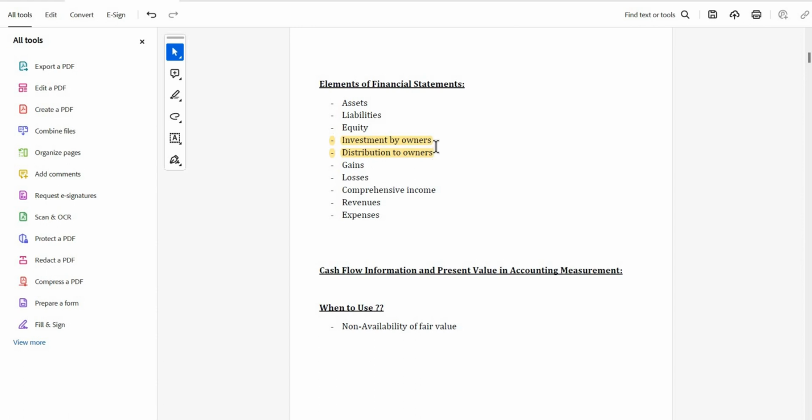But in the financial statement we will see investment by owners, that is, the owners have invested, so the company has to repay them back. And this one says that distribution to owners means the company has distributed the amounts or the funds to the owner, so the owner's liability arises that they have to repay the money or funds back to the company. So investment by owners we will see in the books as due to owners, and distribution to owners we will see in books as due from owners.